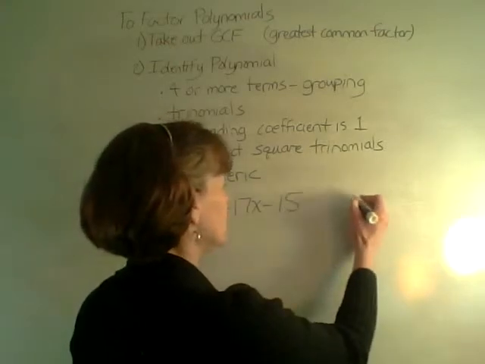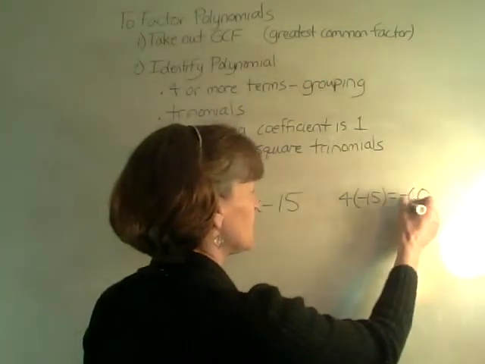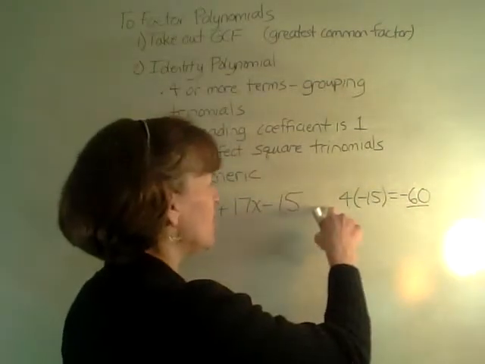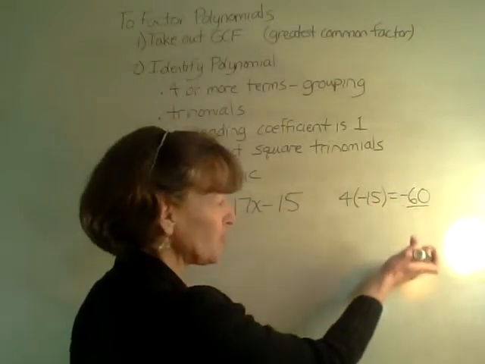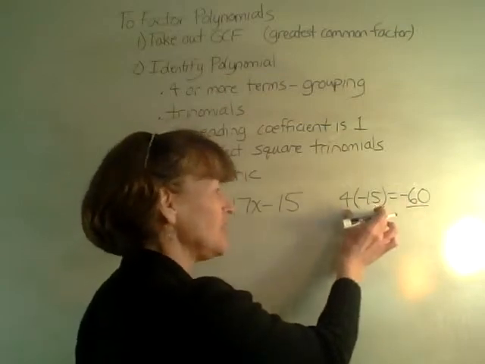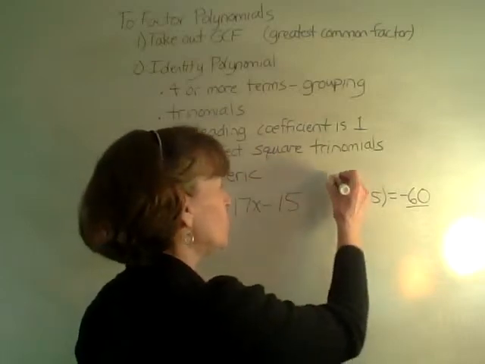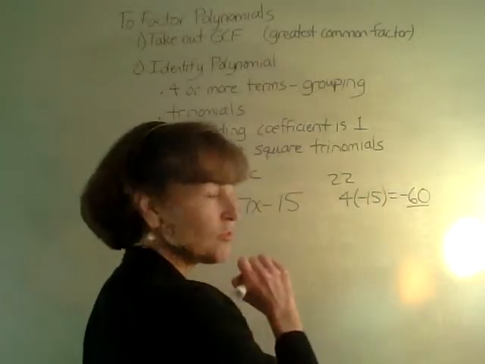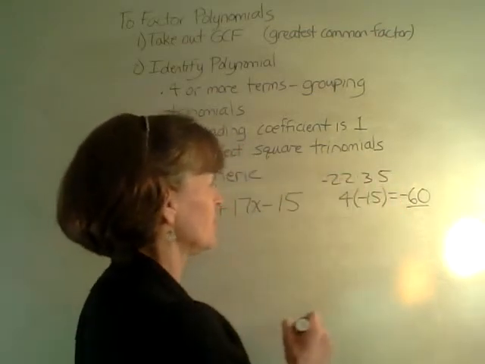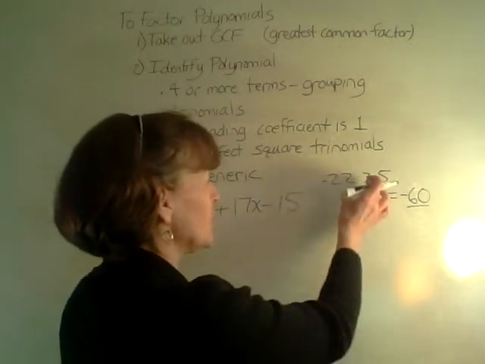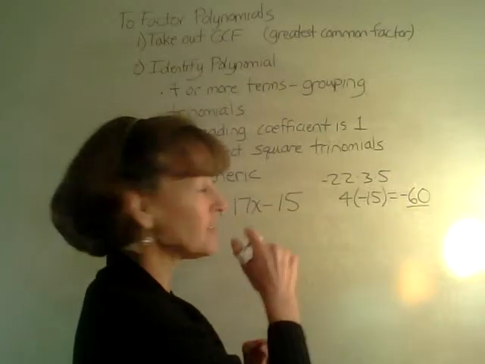What you're really doing with that 4 times the negative 15, that gives you negative 60, you are really going to break these factors down into two groups. When you look for pairs of factors that give negative 60, you're looking at taking all of the factors in these two numbers and putting them in groups of 2. 4 can be broken down to 2 times 2, and 15 can be broken down to 3 times 5. Of course, there's a negative sign there. So what I'm looking for is two groups of these factors that add to give me 17.